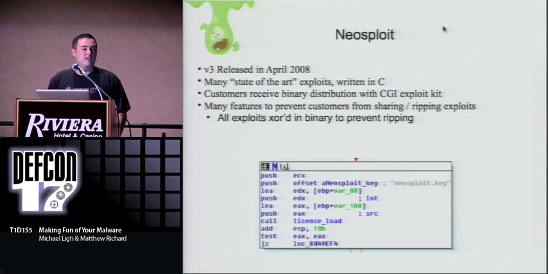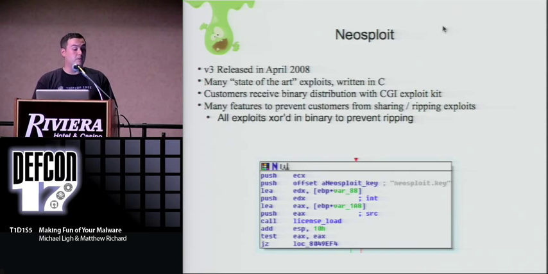So Neosploit is a web attack toolkit, so basically cybercrime fellows would buy this toolkit and they'd set it up on a web server. People would go to that web server, they have a whole bunch of exploits they would trigger, download their code, and so basically this is kind of like a script kiddie type, roll your own exploit kit.